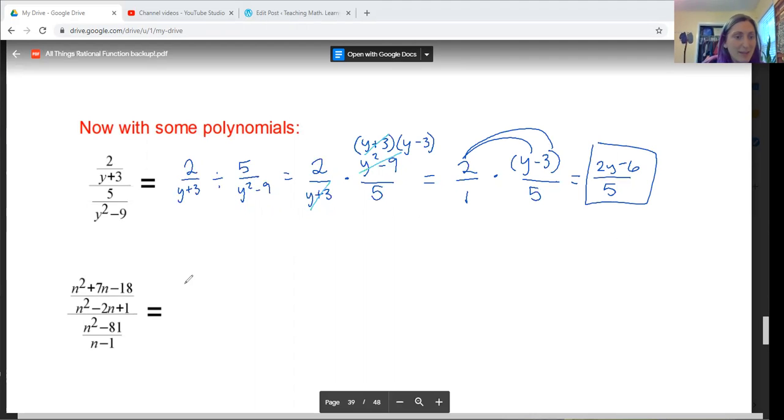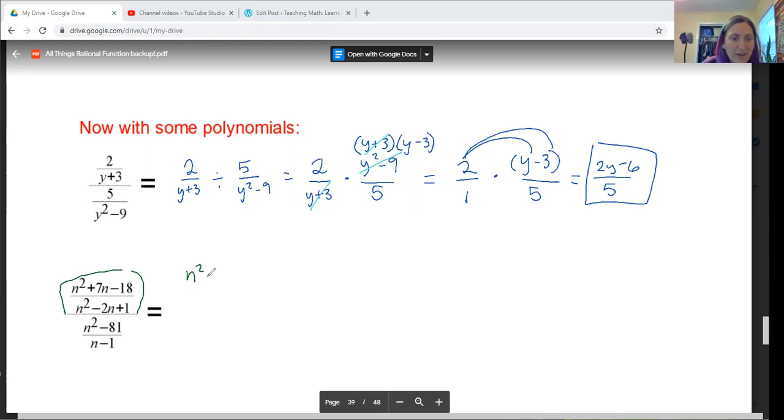All right, let's look over here. Oof. Looks pretty bloody, right? Let's get down to it. This is your first fraction. I'm going to write it a little up higher so I have plenty of room.